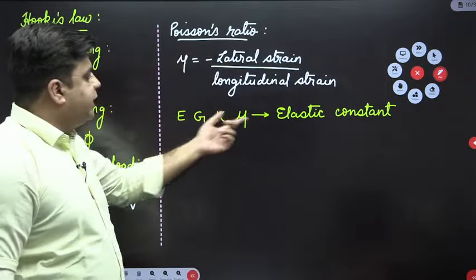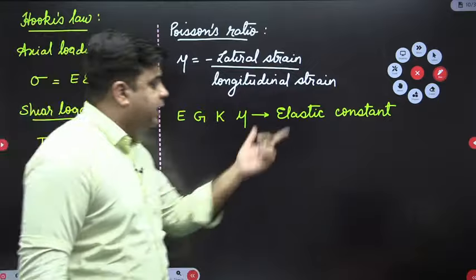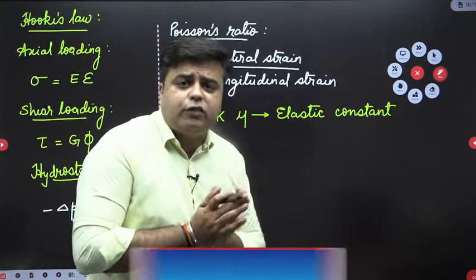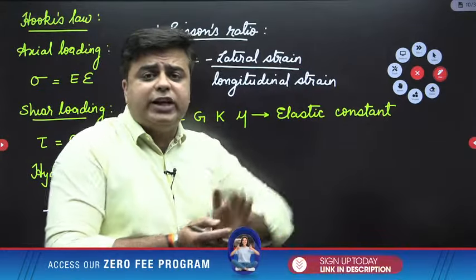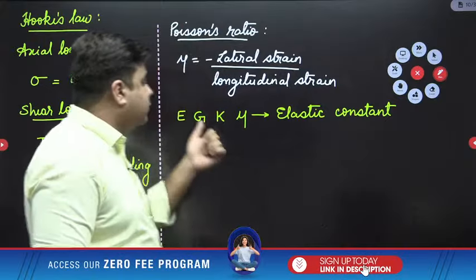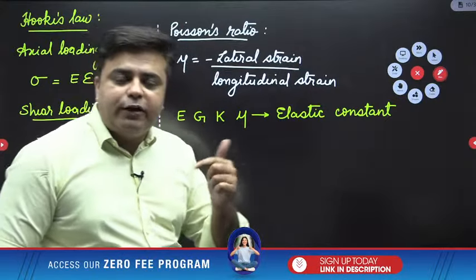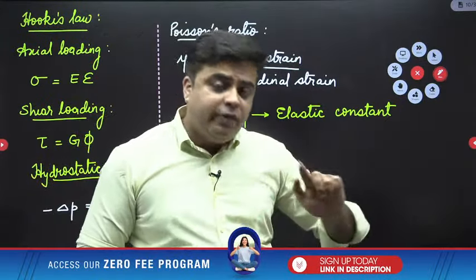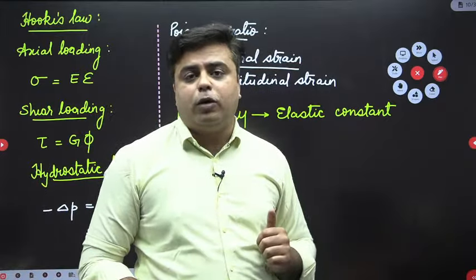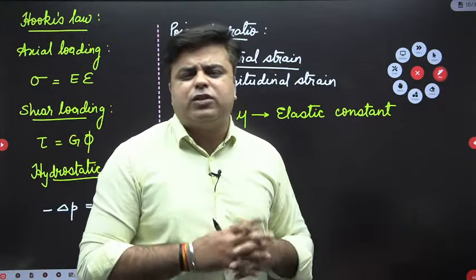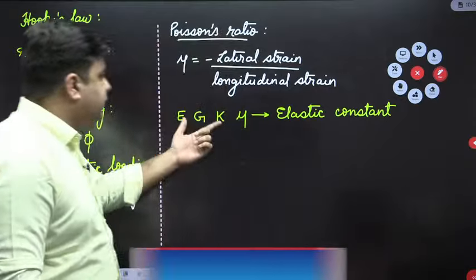So E, G, K and mu are termed as the elastic constants. These are the properties of the material which will only change if you change the material. Like Young's modulus of steel will be different from the Young's modulus of aluminium, will be different from the Young's modulus of copper, will be different from the Young's modulus of wood. Like that you have these elastic constants.